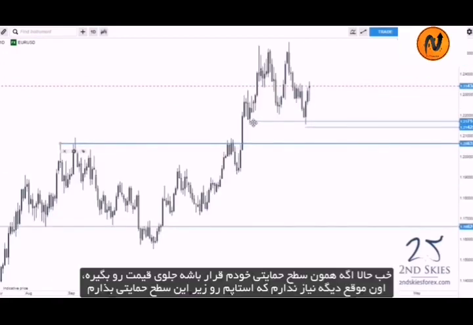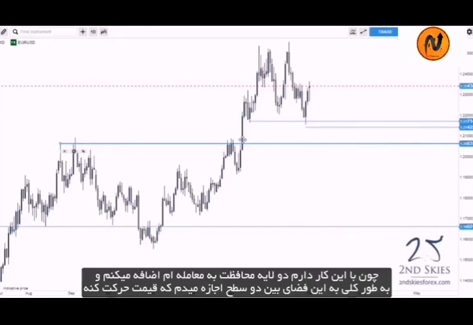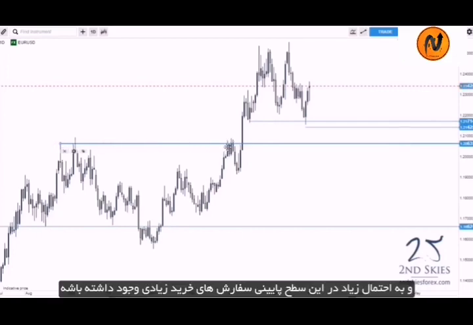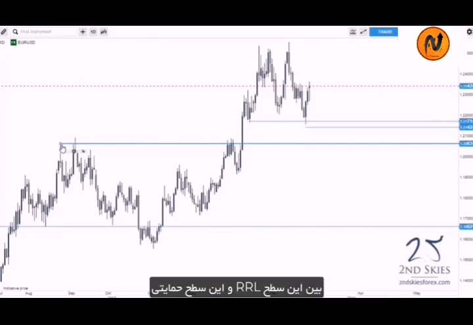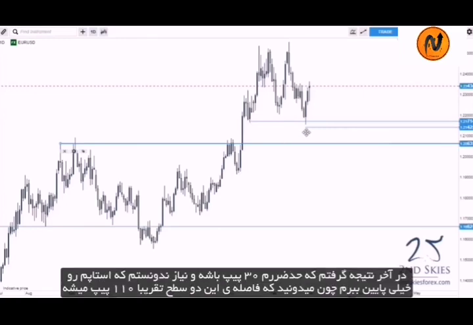Now, if this level is going to hold, then I really don't need my stop loss back here, because that's giving it two layers of protection. It's giving this whole space here, and it's giving all the buyers that should be, or probably will be, parked over here. If I feel like this level is going to hold, then I want to put my stop loss in between these two locations here, in between this role reversal level and the support level here. So I simply chose roughly 30 pips as my stop loss.